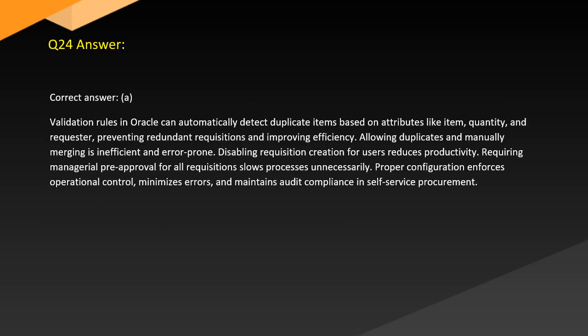Answer. Correct answer: A. Validation rules in Oracle can automatically detect duplicate items based on attributes like item, quantity, and requester, preventing redundant requisitions and improving efficiency. Allowing duplicates and manually merging is inefficient and error-prone. Disabling requisition creation for users reduces productivity. Requiring managerial pre-approval for all requisitions slows processes unnecessarily. Configuration enforces operational control, minimizes errors, and maintains audit compliance in self-service procurement.